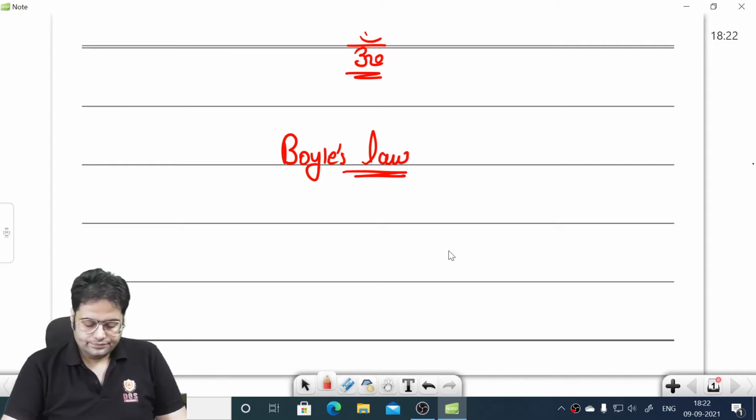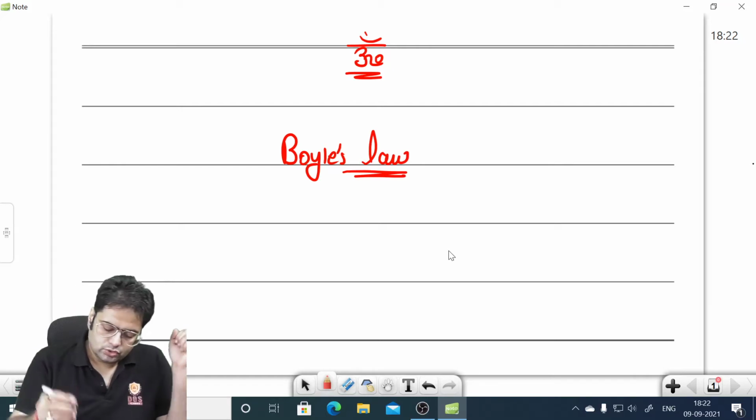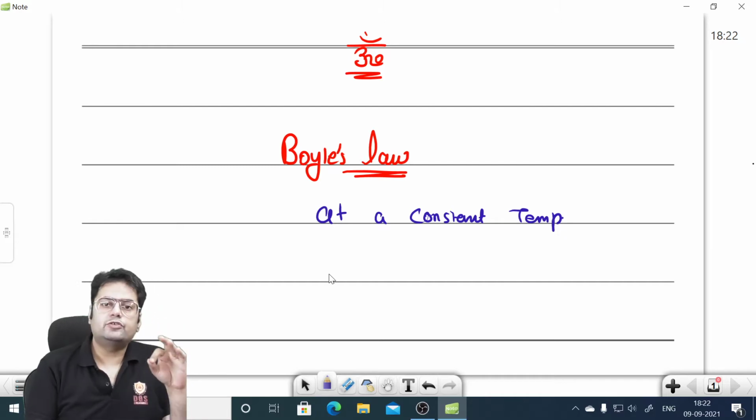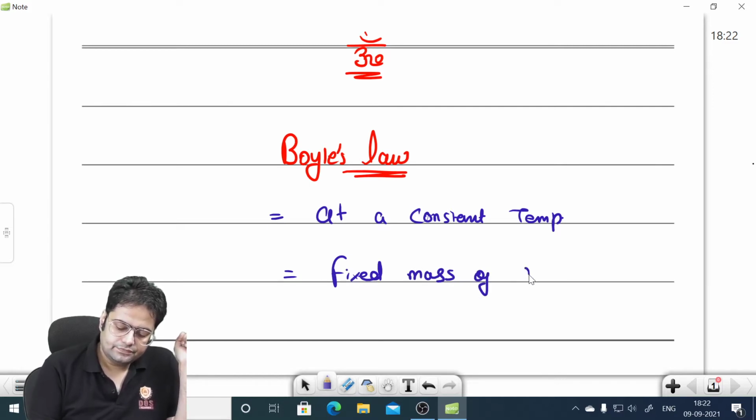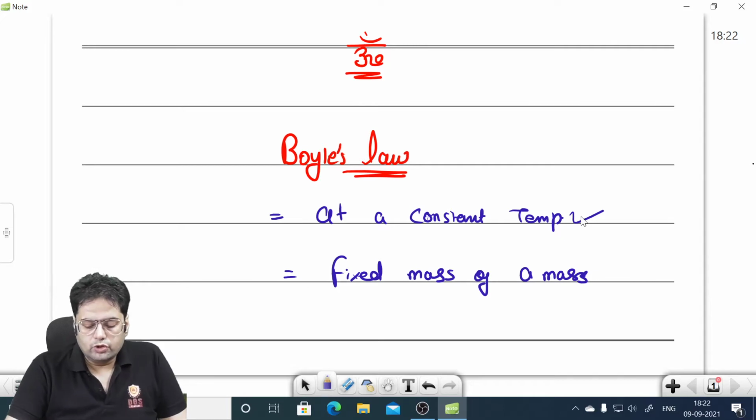Boyle's law gives an empirical relationship between pressure and volume. According to this law, at a fixed or constant temperature and a fixed mass of a gas, these two things you must remember. Number one point is at a constant temperature. So what do you mean by this?